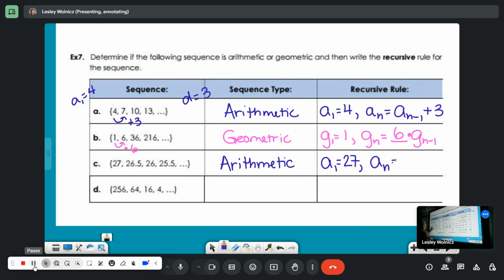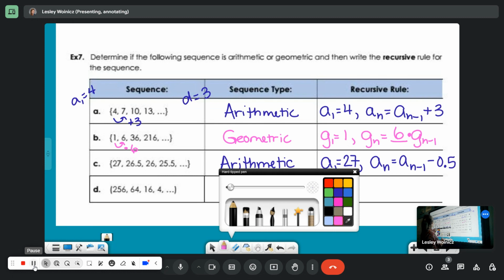A sub n equals a sub n minus 1 minus 0.5. This one is geometric.